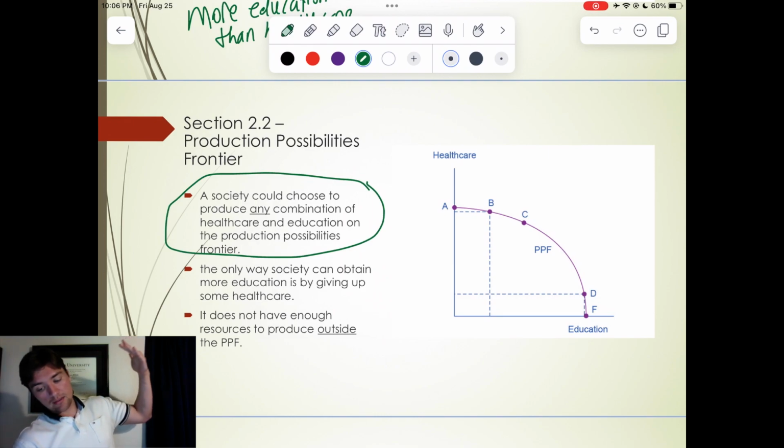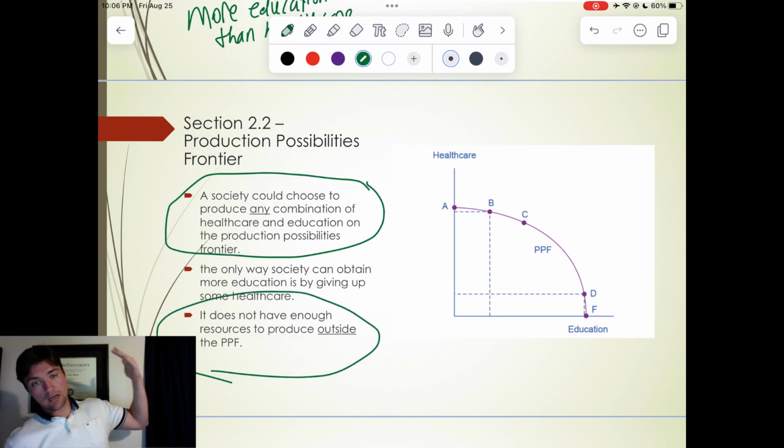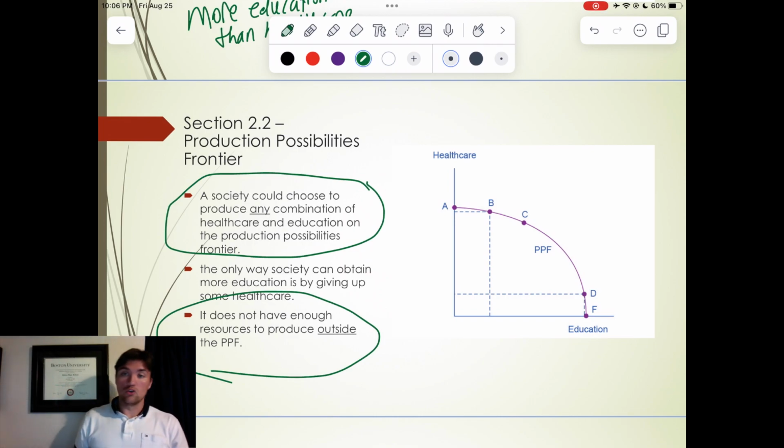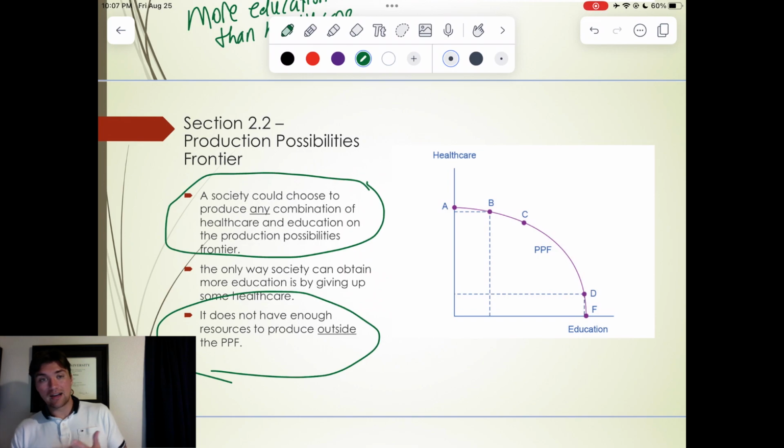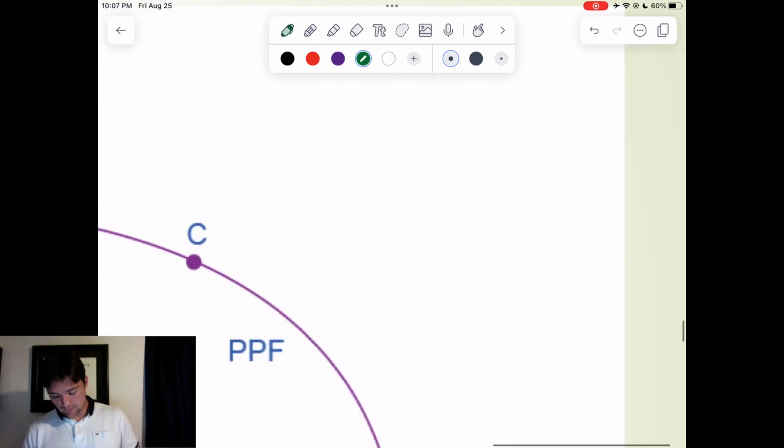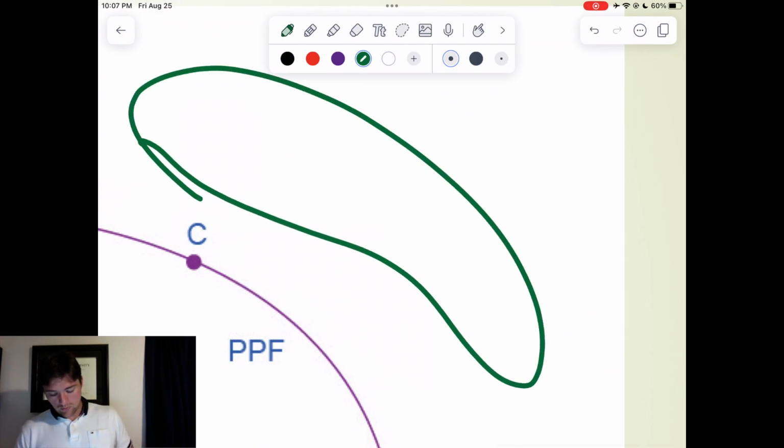Anything outside of the PPF, we do not have the resources for that. So we would need to have maybe more people. We would need to get more land or some more capital, machines, things like that. We need something to make more. So anything on the outside is what we're going to call unattainable. Anything way out here is going to be unattainable.